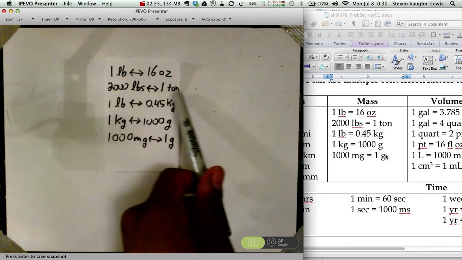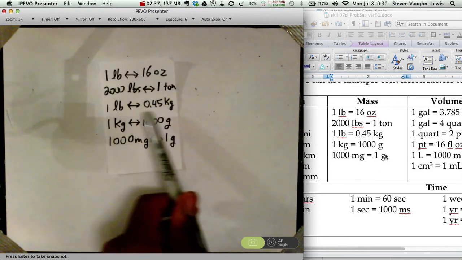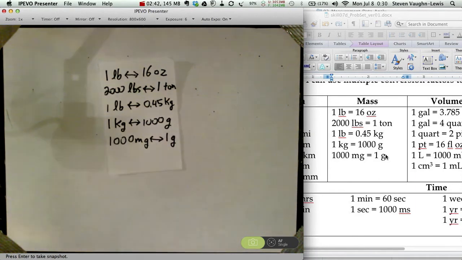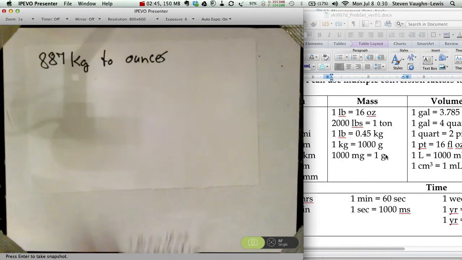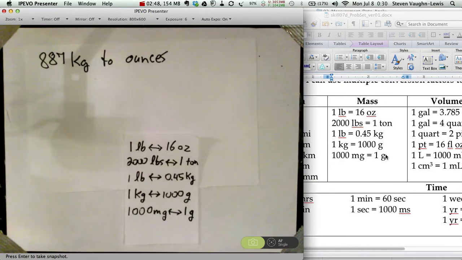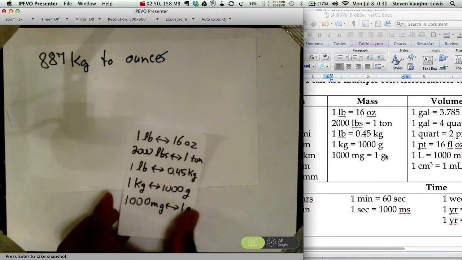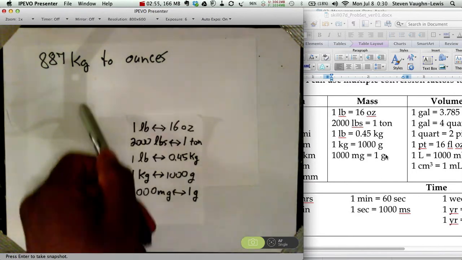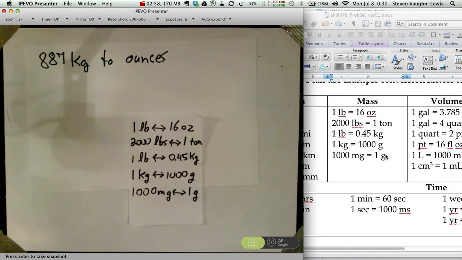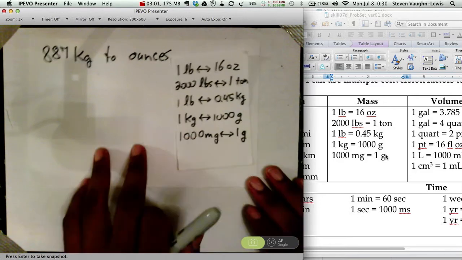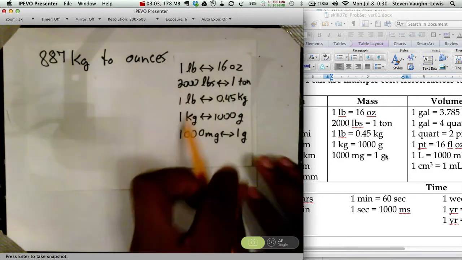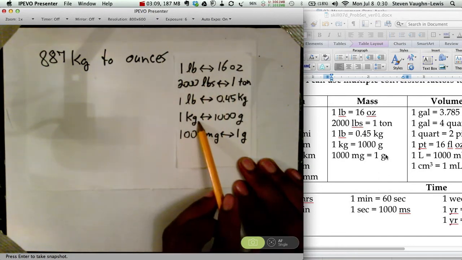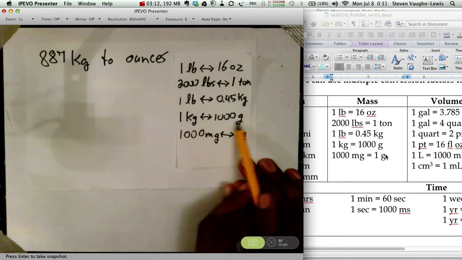I can go between pounds and tons. I can go between pounds and kilograms, between kilograms and grams, and between milligrams and grams. I can go either way. So we want to go from kilograms to ounces. And we want to think of it as going on some kind of path. We're going to start at kilograms and we want to end up at ounces. So let's find kilograms on our nice little chart. Here we go. I have 1 kilogram equals 1,000 grams. So I can go from kilograms to grams.